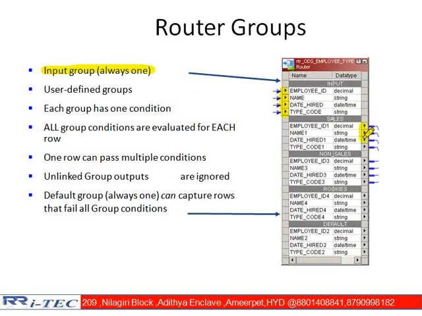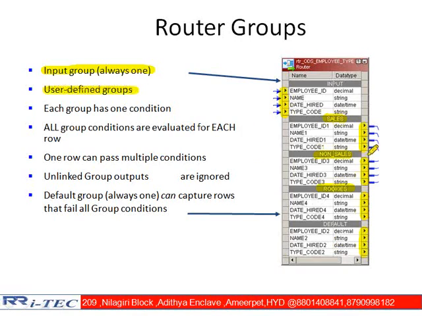But what are the outputs, sir? This is one output corresponding to sales people. This is one output corresponding to non-sales people. This is one output corresponding to rookies. This is one output corresponding to default, which are not falling under any of these groups. Those guys will be falling into the default group.